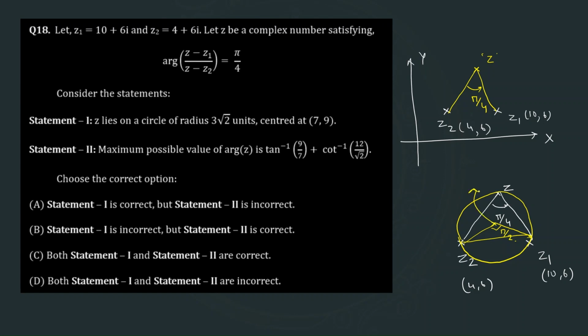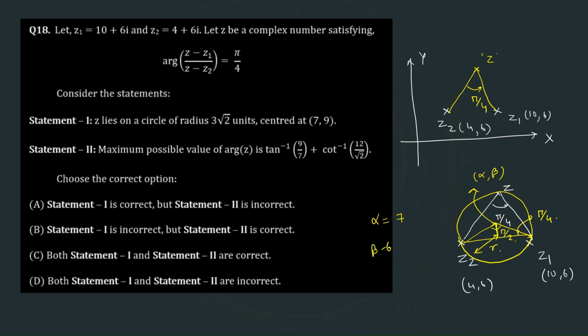So the center of this circle, let's say it is alpha comma beta, and the radius of this circle is r. So we have to find the radius and as well as the coordinates of the center. So we can say clearly by the geometry that alpha will be the arithmetic mean of 4 and 10. So 7. Now for beta, we can apply trigonometry here because this angle will be pi over 4.